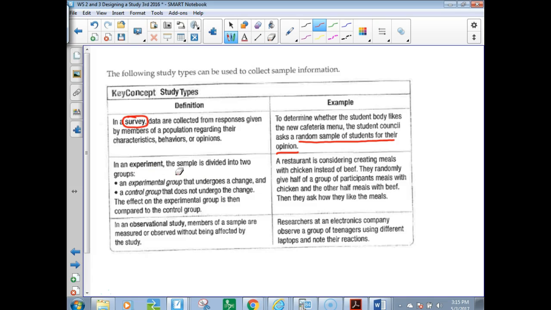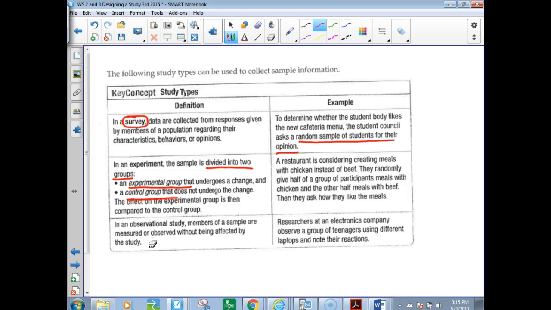An experiment is when you're divided into two groups. You've got your experimental group and your control group. A restaurant is considering creating meals with chicken instead of beef. They randomly give half of a group of participants meals with chicken and the other half meals with beef, and ask how they like their meals.